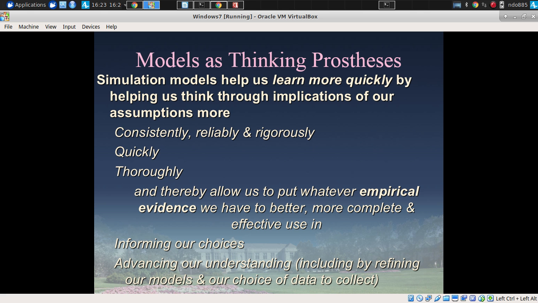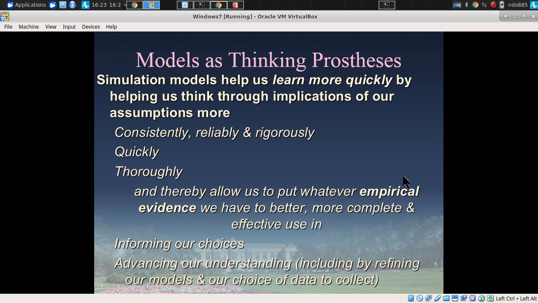They're black boxes that give you results. And I think a much more accurate way to view them is thinking prostheses. They're thinking tools. They help us think more consistently through the implications of our assumptions and help us spot inconsistencies, latent cases where our assumptions just don't add up. They don't jibe with the evidence that we find available from the empirical world.